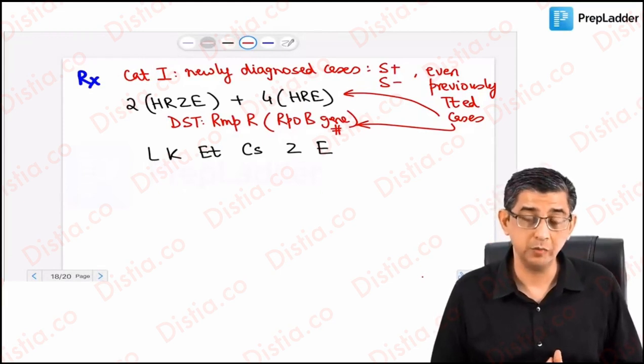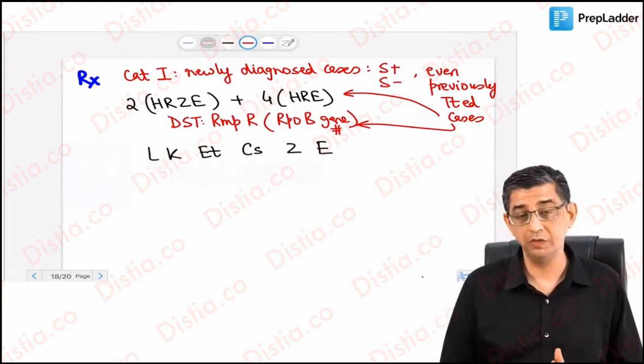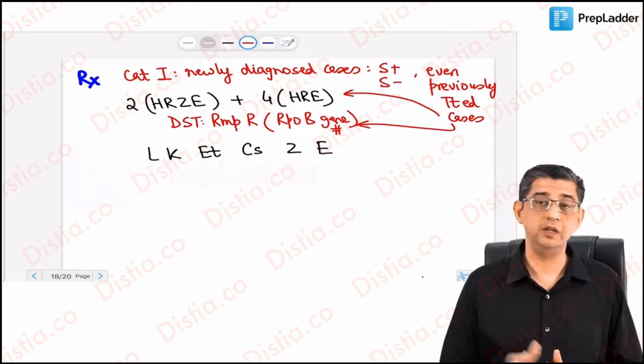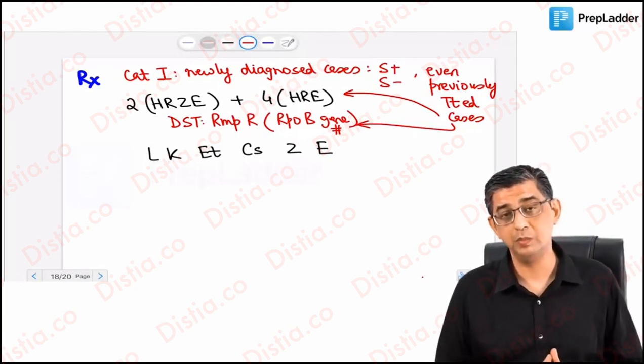The learning for us is that streptomycin was causing ototoxicity, so we have got rid of it. We are now treating the case as a newly diagnosed case of pulmonary TB only. That's the standard regimen for 6 months.